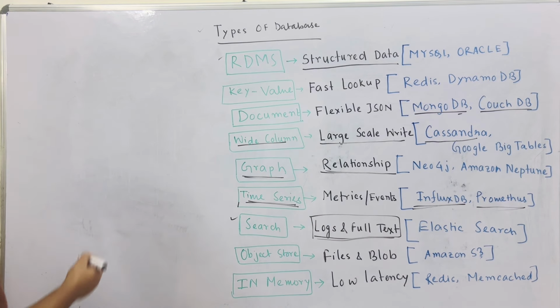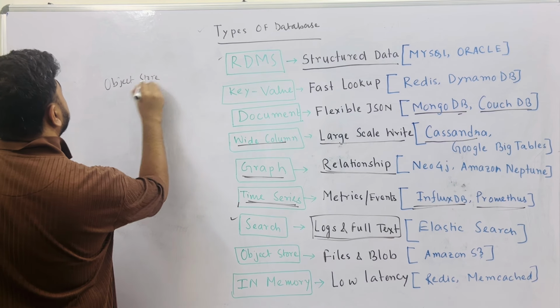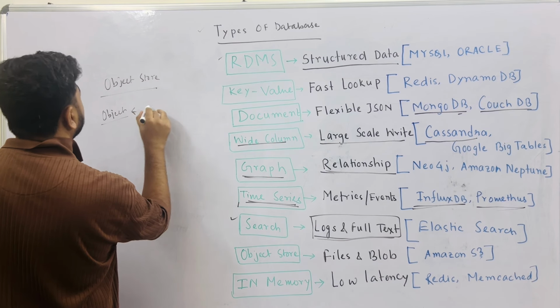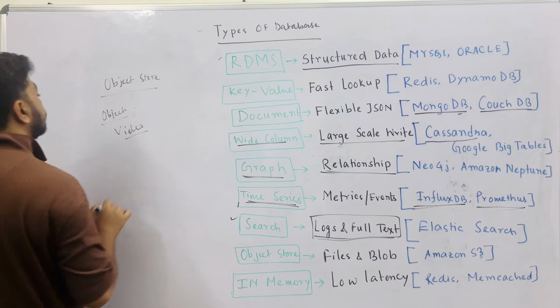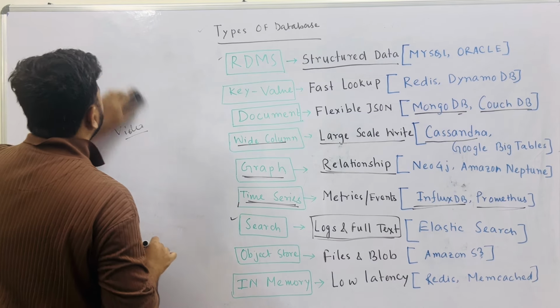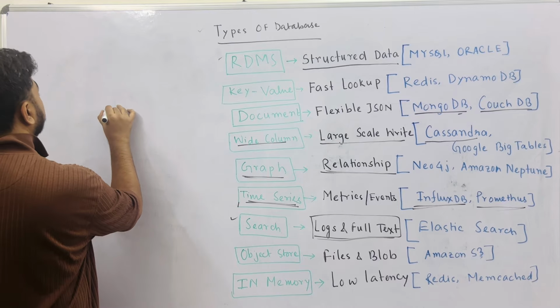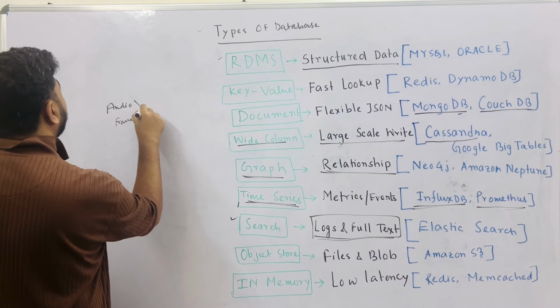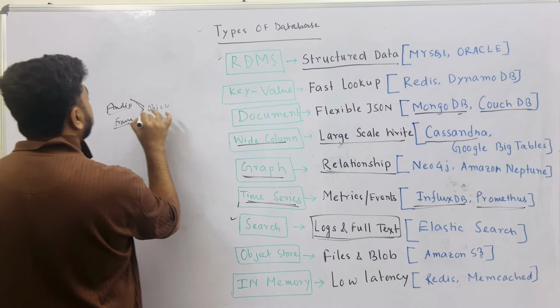The next type of database is the object store database, where you have to store the object. Object means, for example in media applications, suppose you have to store a video. A video is a combination of audio and frames, right? These two things you have to store together as an object. Individually you can store them, but together as an object you have to store.